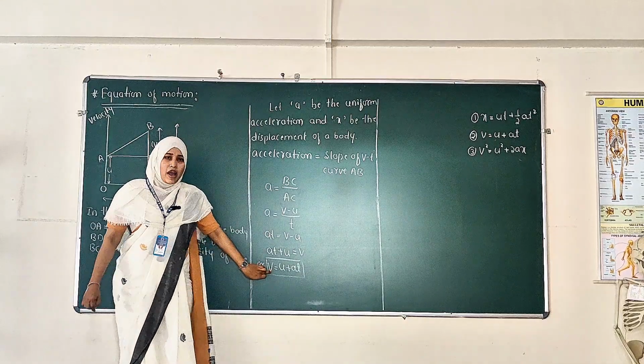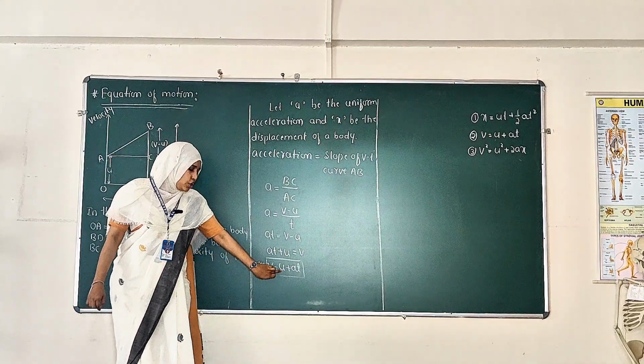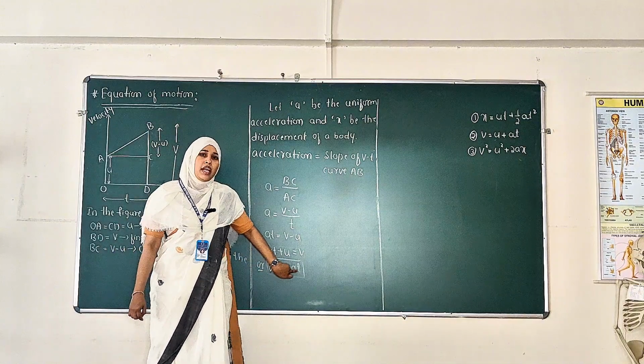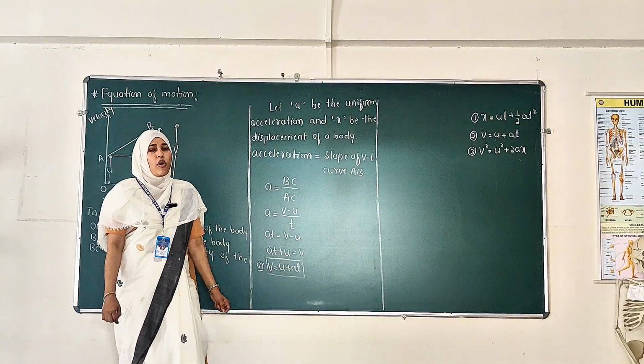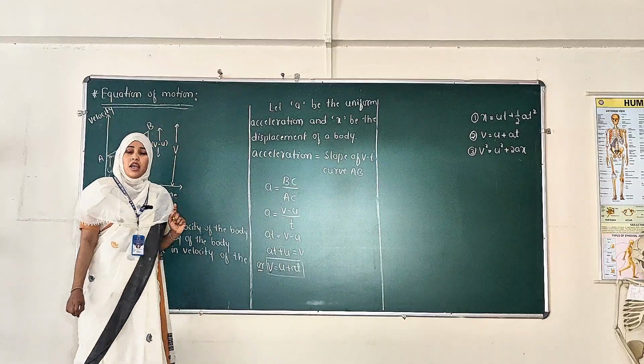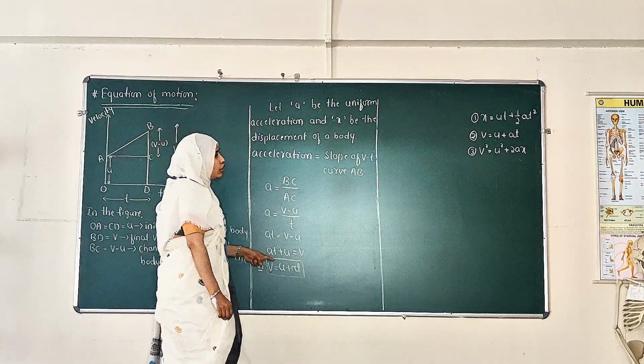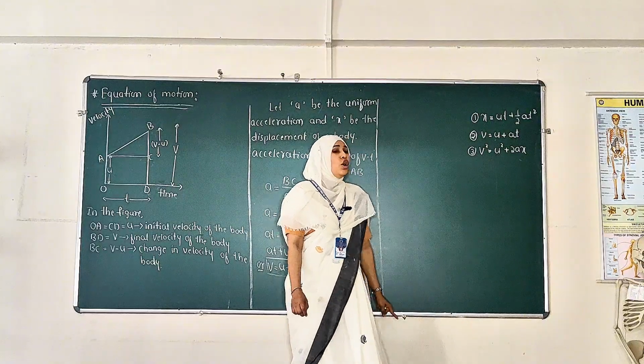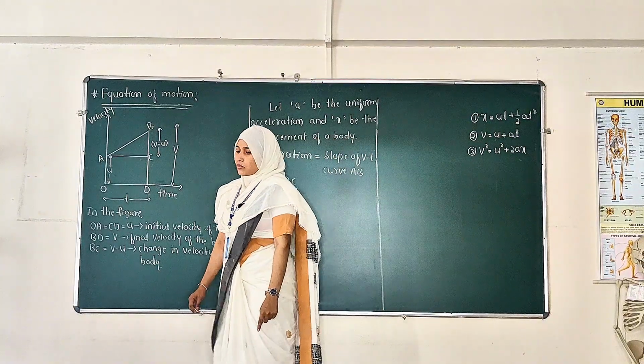Here v means final velocity of the body, u means initial velocity of the body, a means acceleration of the body, and t means time required for the body to cover the path AB. Then we will derive the third equation, v square is equal to u square plus 2ax.